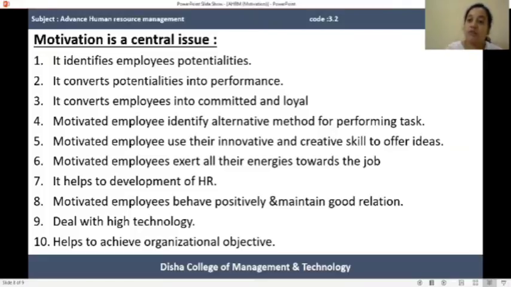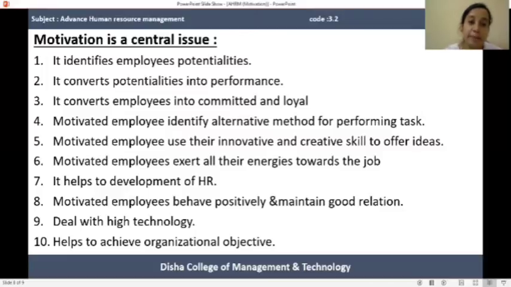So positive motivators are always committed and loyal to the organization, and whatever commitment they give to the organization, they try to fulfill it. So motivation always satisfies the human resource, and it creates a sense of commitment and loyalty to the organization. Through it, the organization is able to achieve its performance.